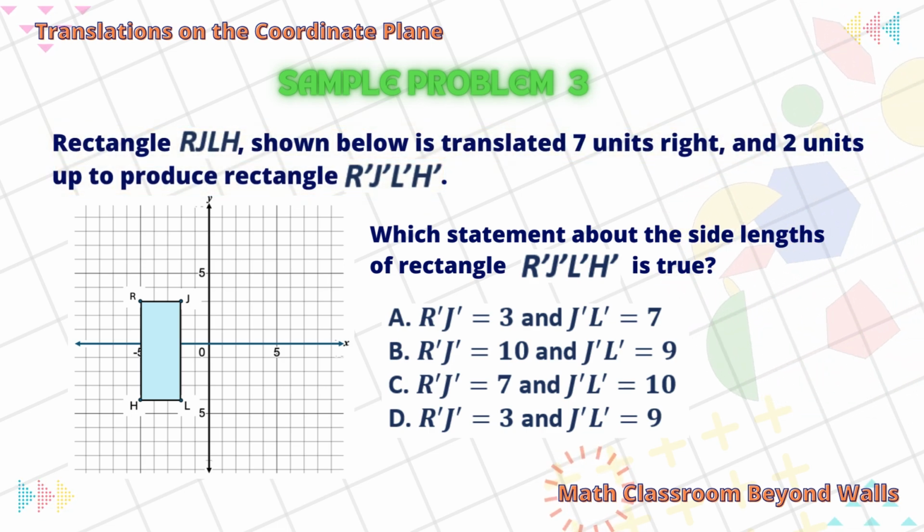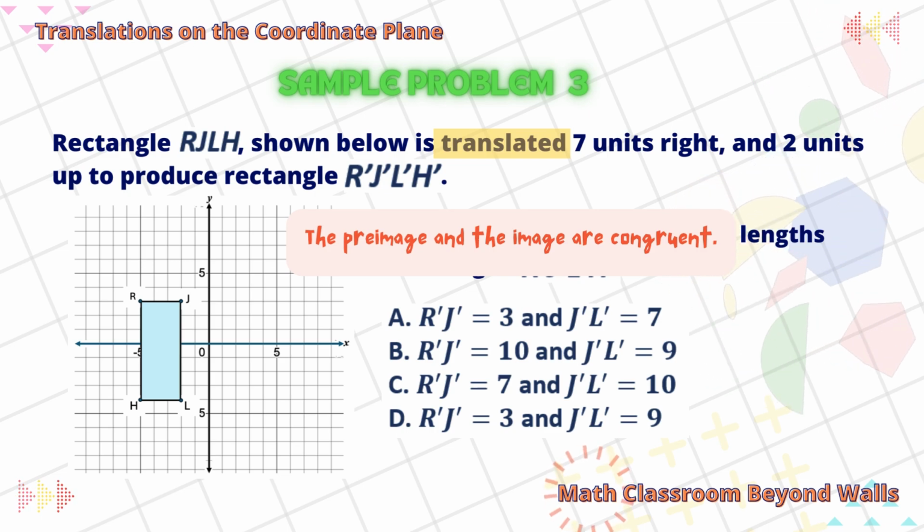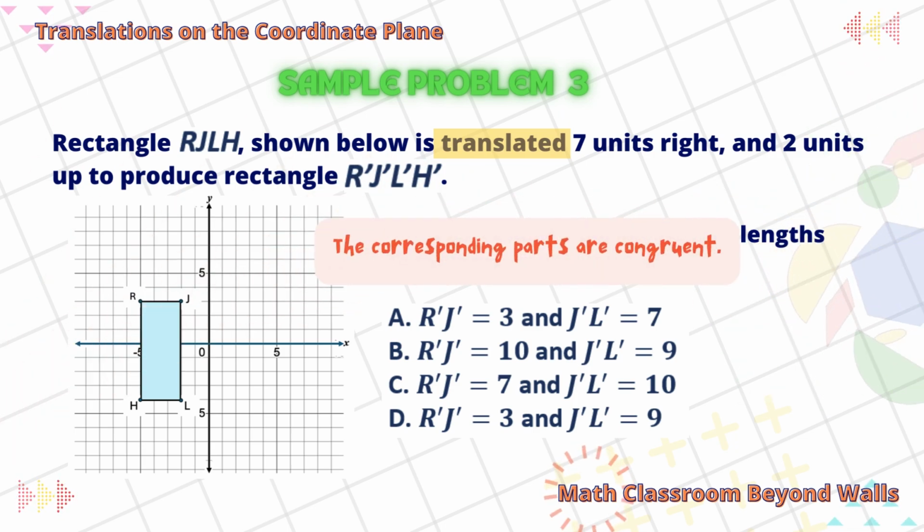It says here that rectangle RJLH is translated 7 units right and 2 units up to produce rectangle R prime, J prime, L prime, H prime. Okay, so translation took place. What does it imply? It implies that the preimage and the image are congruent. What does it mean in terms of the parts of the rectangle? The corresponding parts are congruent, right?